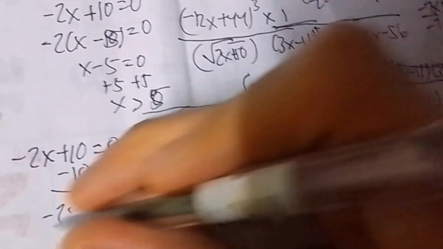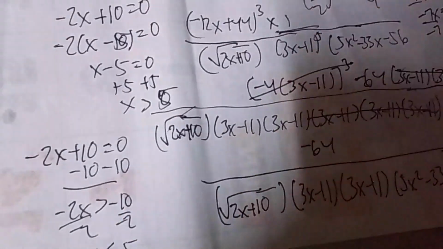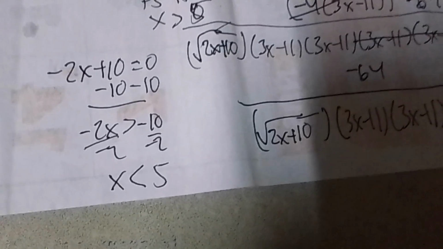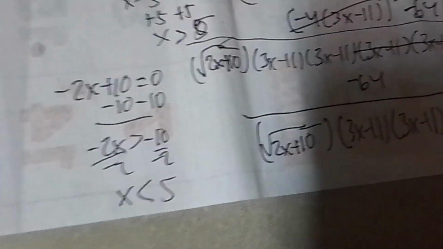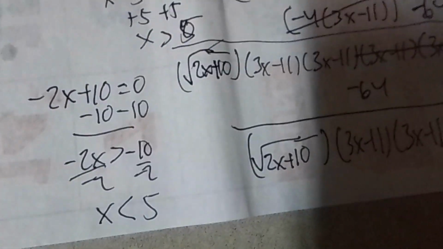Now, if I were to do it the normal way, subtracting 10 on both sides, we have here negative 2x is equivalent to negative 10. Divide both sides by negative 2. Therefore, the sign changes and makes it positive 5. So, yan. And therefore, x should be less than 5.